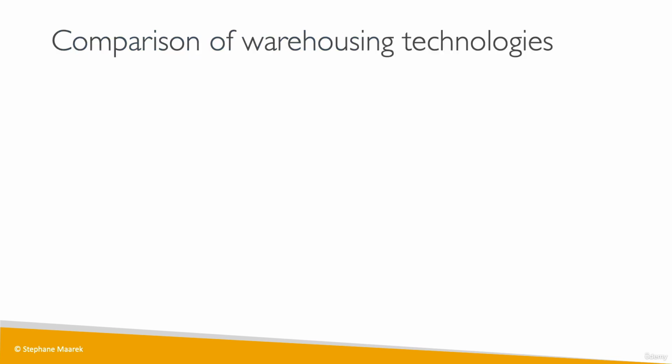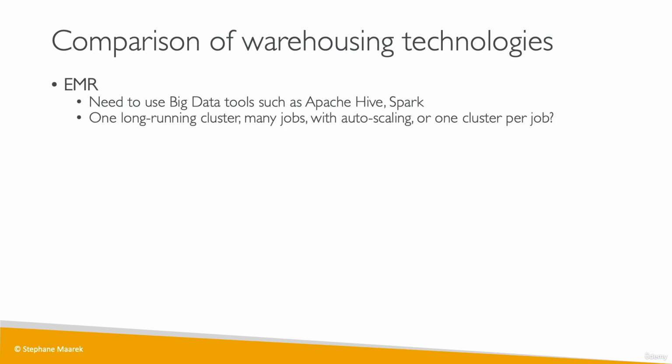Okay, now if we have to compare the warehousing technologies, I think it's pretty clear, but one last time, it doesn't hurt. So EMR is going to be when we need to use big data tools such as Apache Hive or Spark or other things and migrate that to AWS. We have the architectural discussion to use either one long-running cluster and we'll submit many jobs to that cluster, and we can even enable auto-scaling for that cluster based on how many jobs we have pending. Or we can choose a more transient type of architecture where we have one cluster per job and we can size each job and each cluster independently.